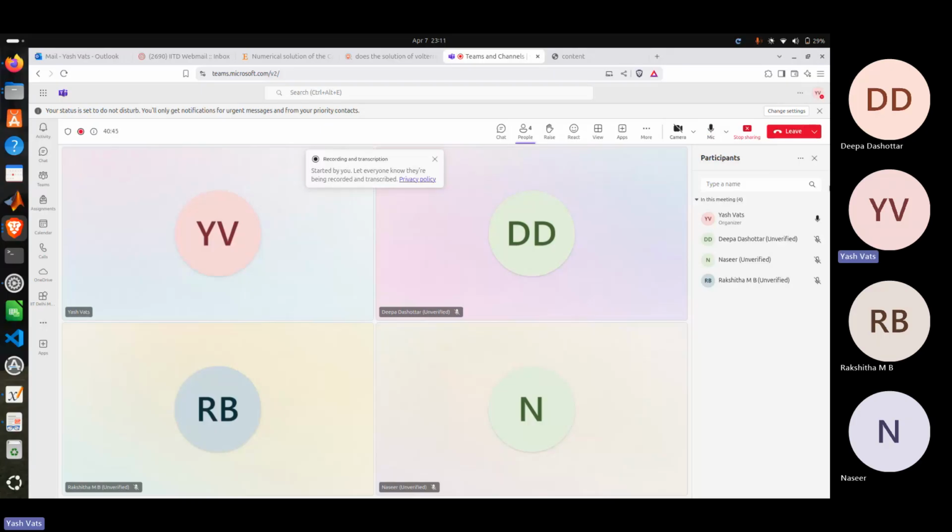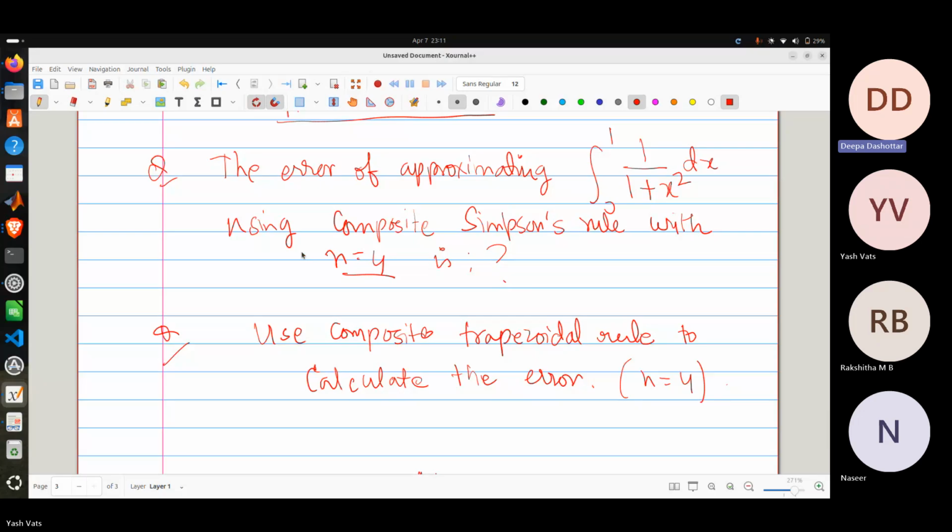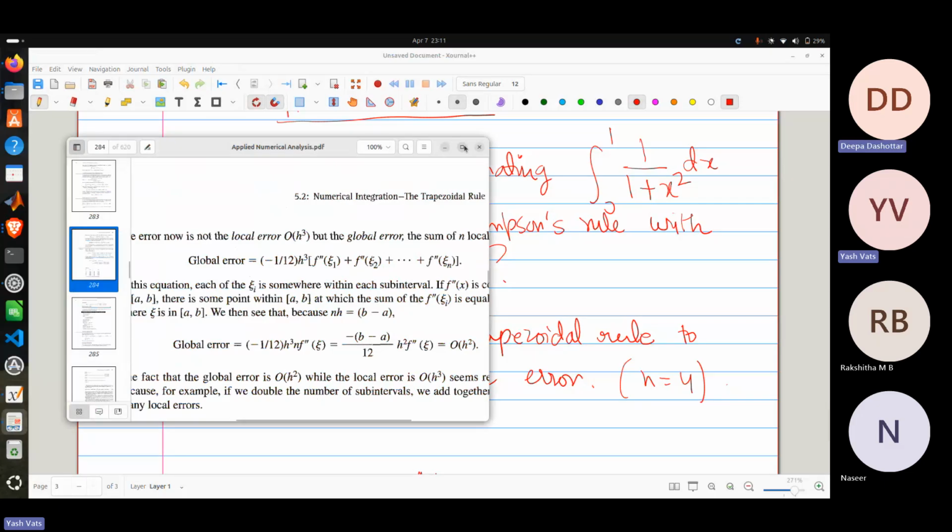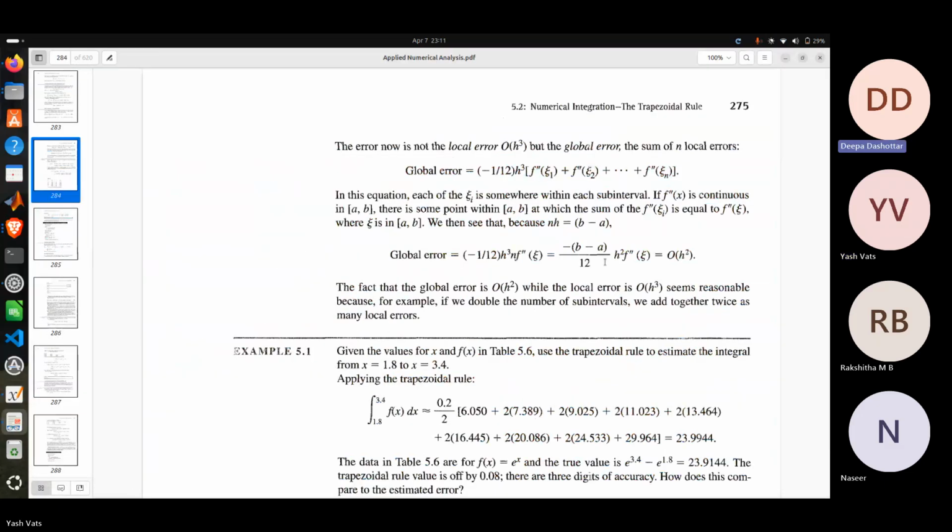What is your doubt, Deepa? Sir, I have obtained by Simpson's one-third rule the error 0.00074. I directly substituted values in that error formula. So here is the error formula, h to the power 5 divided by 90.